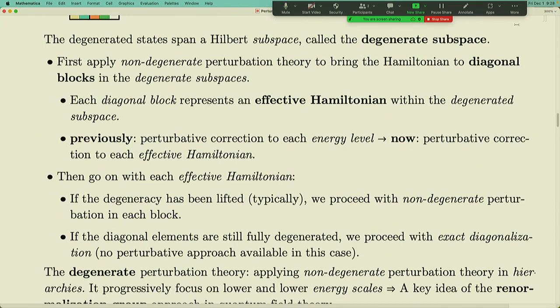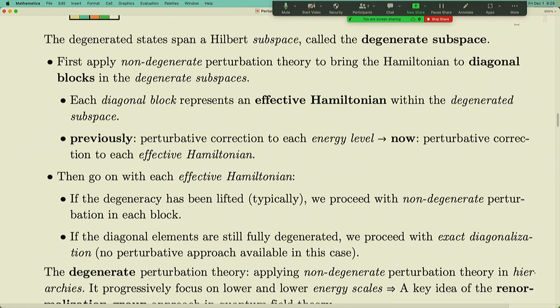So here is what I have been talking about. Let's go through it very quickly. There are some degenerate states that span a Hilbert space called the degenerate subspace. The first step is to apply non-degenerate perturbation theory to block diagonalize and convert everything into these diagonal blocks. Within each diagonal block, there will be an effective Hamiltonian, and then we can continue to do this diagonalization. For this effective Hamiltonian, if the degeneracy has been completely lifted, then we can proceed with non-degenerate perturbation. If it is not fully lifted, then we can again divide and move on.